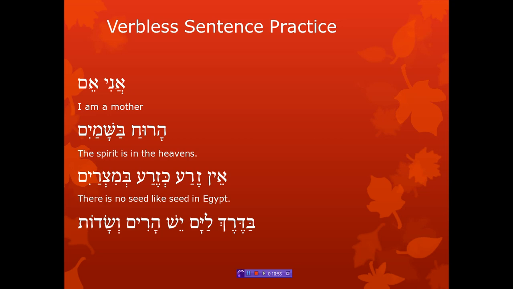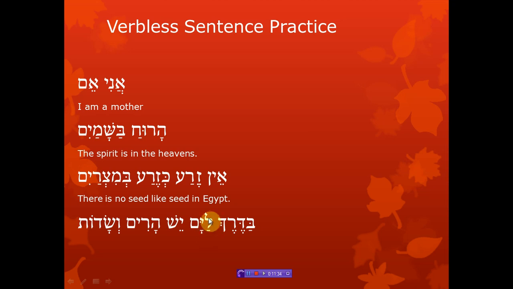Okay, let's look at the fourth sentence. Baderech layam yesh harim v'sadot. Okay, what do you notice here that is familiar? Well, you might begin with the word derech. That's a word that we've had for a very long time, and you'll notice that it has a preposition on the front, and not only a preposition, but also a patach indicating the definite article, ba derech. And so something in the path, okay, that's what we've got so far.